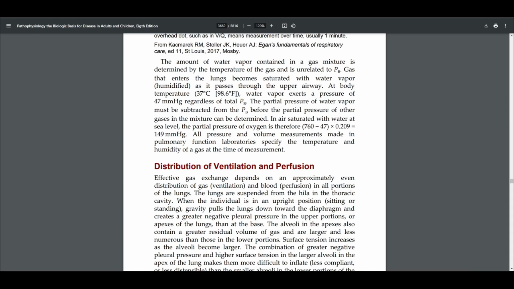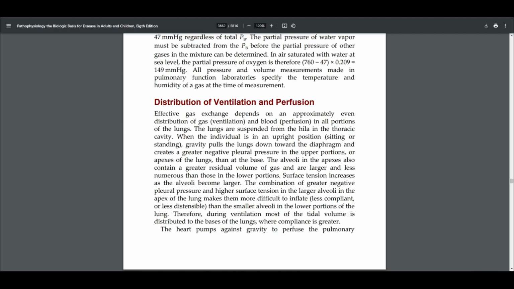So, in air saturated with water at sea level, the partial pressure of oxygen is your 760 minus 47, still times that 0.209. So it comes down to 149. All pressure and volume measurements made in pulmonary function laboratories specify the temperature and the humidity of the gas at the time of measurement.